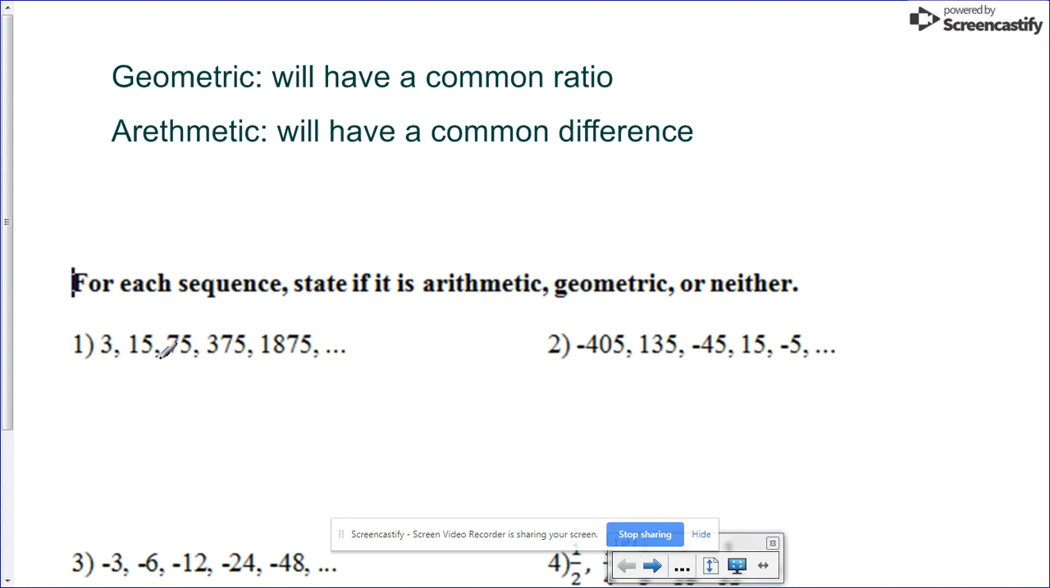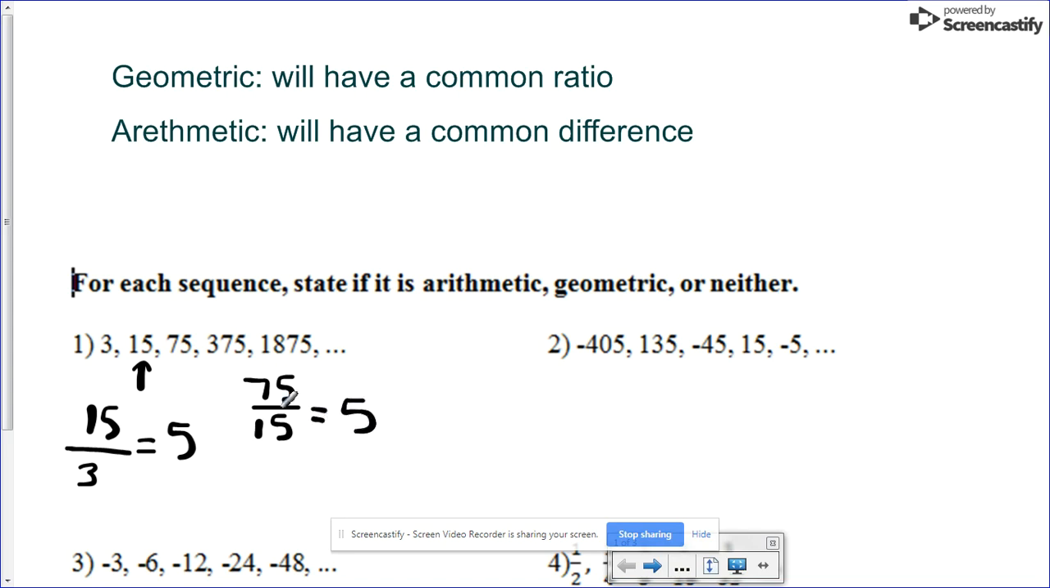So you basically need to take one of your terms. I'm looking at number 1, and I'm going to divide it by the term that came in front of it to see if I have a common ratio. I know that 15 divided by 3 is 5. So I'm going to keep doing that. I'm going to take this next term, 75, and divide it by 15, and I also get 5.